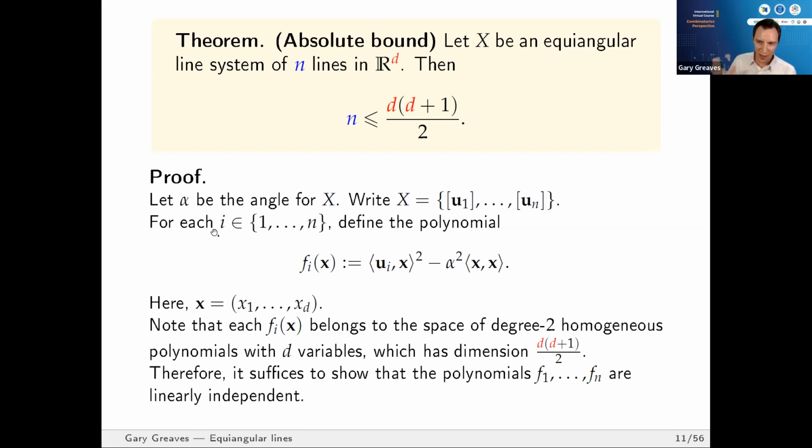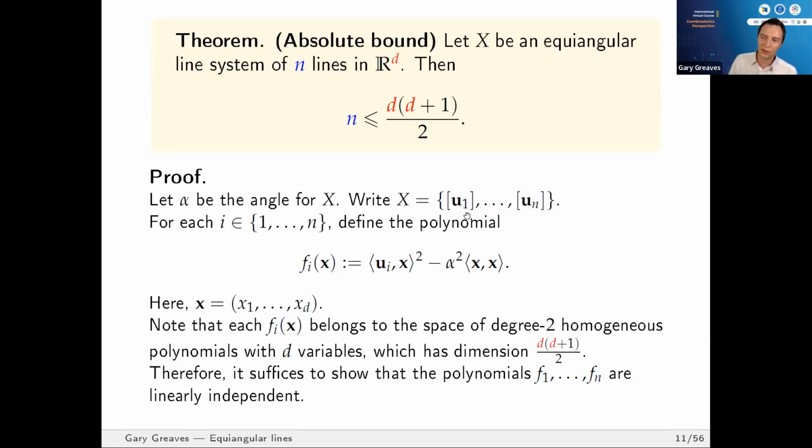And now for each spanning vector, we're going to define a particular polynomial. So for each of these ui's, we define this polynomial f sub i like this. It's the inner product of the unit vector with some vector consisting of d variables, and square that, minus alpha squared times the inner product of x with itself. So this vector x is just a vector of indeterminates, just a bunch of variables. So we have d variables, x1 to xd.